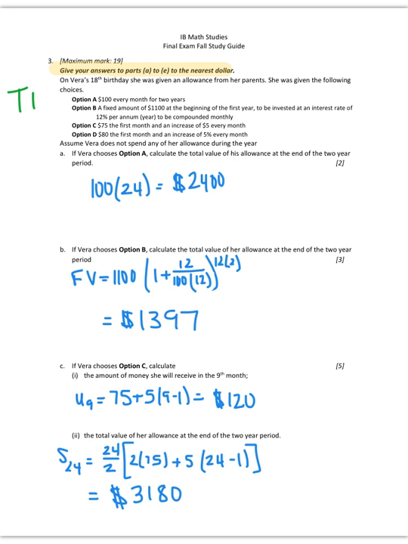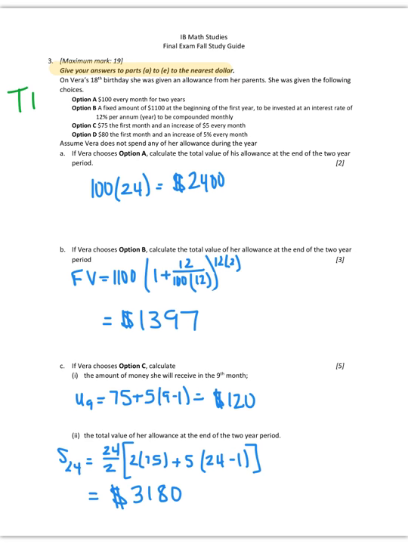You could also use your financial apps on your graphing calculator. Your current value, make sure you make it negative 1100 for your graphing calculator. Your R, your compounded per year, or C per year, and then your N. Either way, when you find your future value, you get that she would have $1,397. Note that it tells you to round to the nearest dollar on all of these.